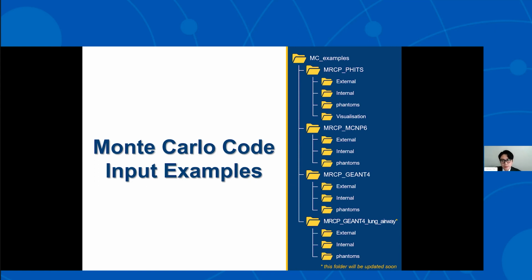Each Monte Carlo code folder contains the external, internal, and phantoms folders. The external and internal folders contain the input examples for external and internal exposures respectively, and the input examples are almost identical except for the source definition part. The phantoms folder contains the phantoms and relative numerical data required for the Monte Carlo dose calculation.